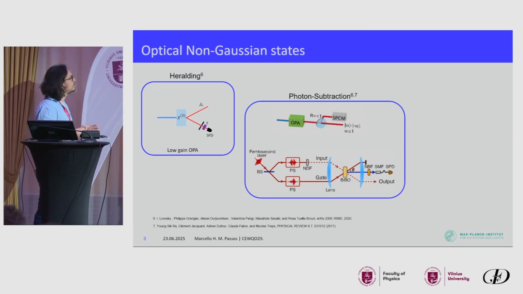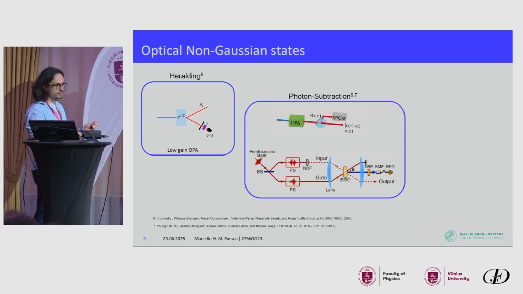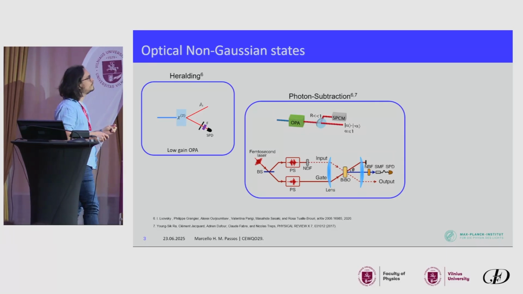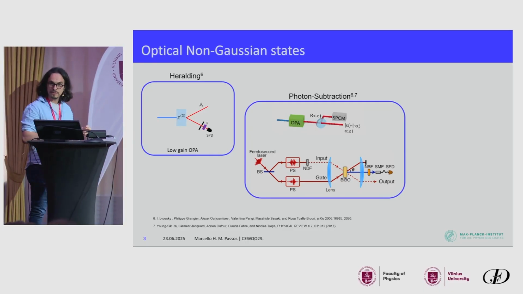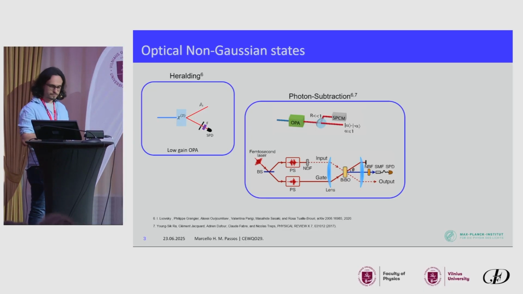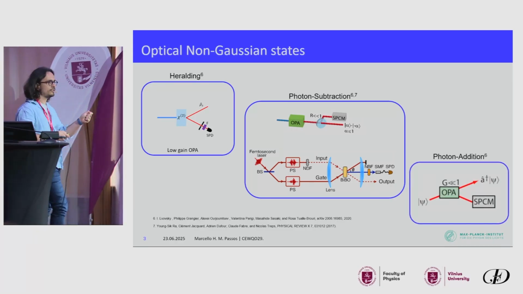You can do this photon subtraction in two different ways. You can have a low reflectivity beam splitter followed by photon detectors, or you can go for a more accurate way, which is based on a nonlinear process, for instance, up-conversion. Another way to generate non-Gaussianity is photon addition.